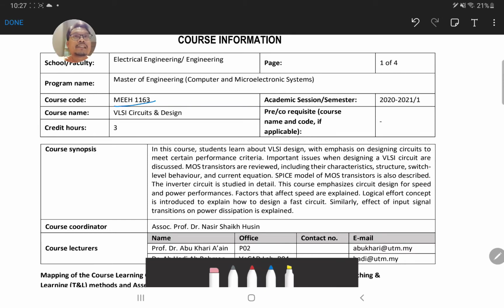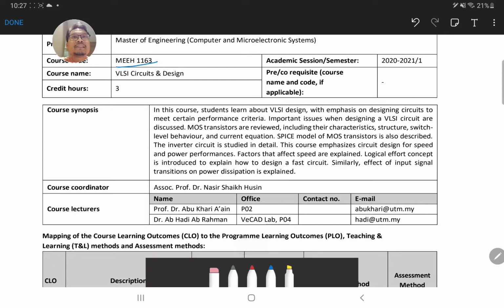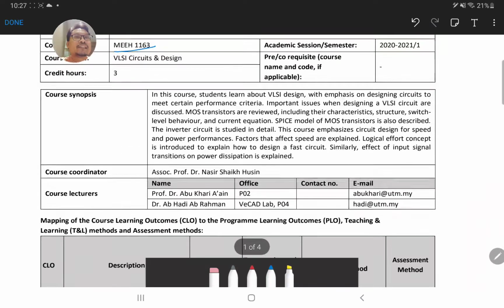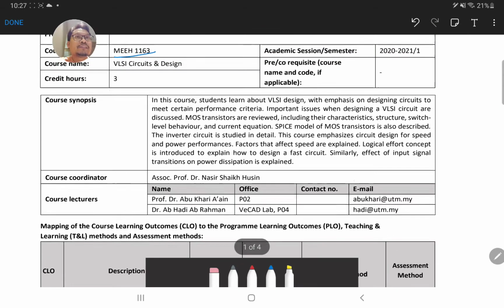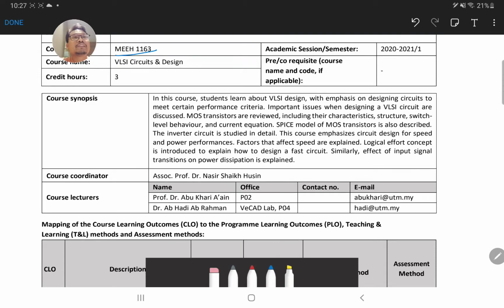Let's first go over the course outline, what the course is about, what we are going to learn throughout the semester, and the main topics that we are going to cover. You can read through the course synopsis here. The course is about VLSI design, very large scale integrated design, with emphasis on designing circuits to meet certain performance criteria. So we are considering important issues when designing VLSI circuits.